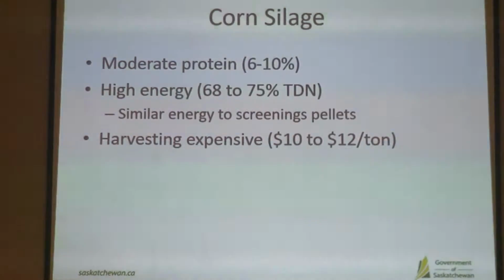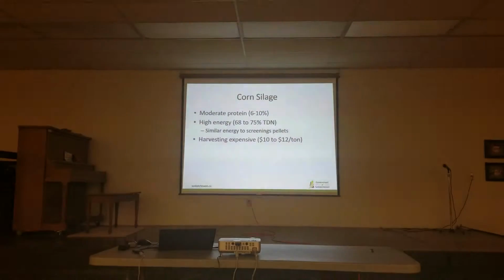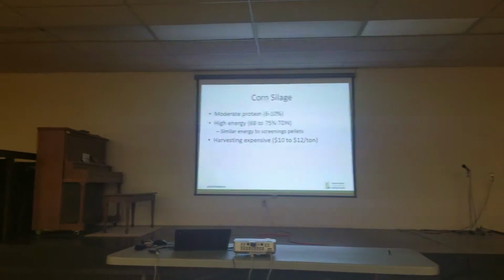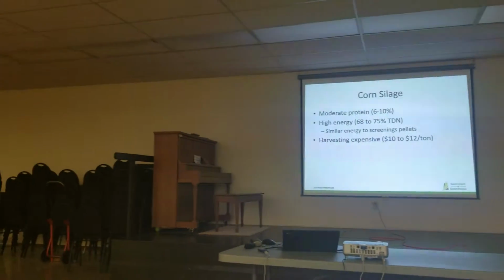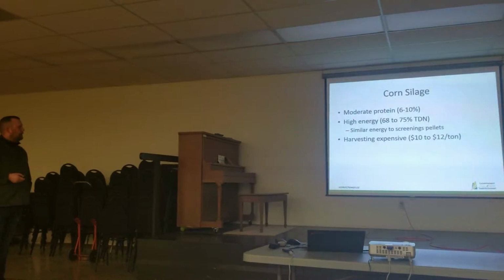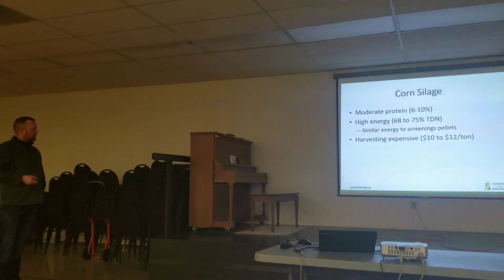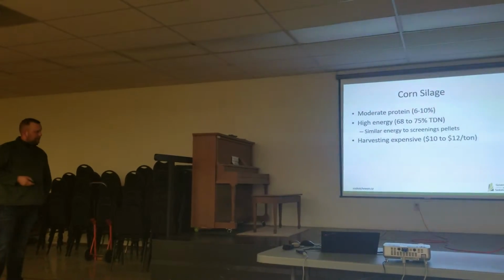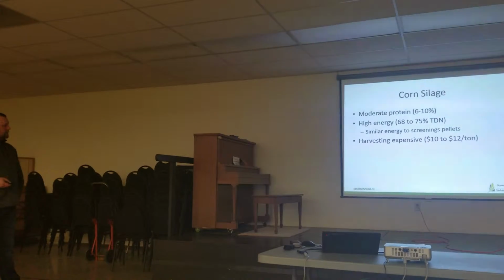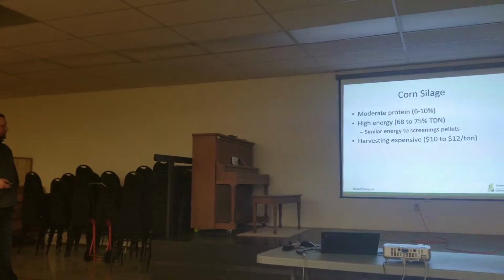So we talked about corn silage here today, and like John talked about, it has moderate protein in this area. I've seen feed tests anywhere from about 6 to 10% for protein. It usually comes back very well. They're high in energy. This year, most of the feed tests that I saw from this area were about 70% TDN. I have seen them as high as 75% in 1 year. So really, when you look at that corn silage, it's got similar energy to what you find in screening pellets that you'd be able to purchase in Saskatchewan.